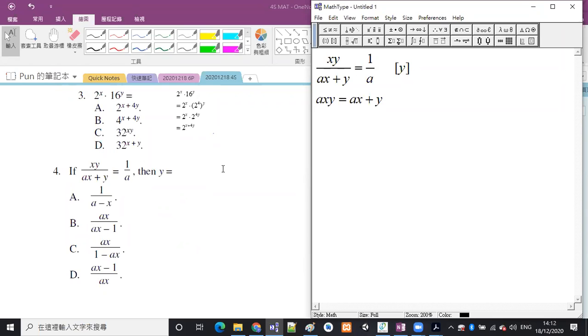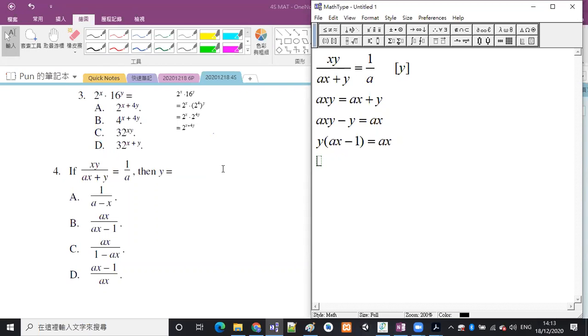And then we will move the subject terms to one side and the non-subject terms to the other side. So this y term and this axy term are the subject terms. And we try our best to avoid negative terms, to keep as few negative terms as possible. So axy minus y is equal to ax. And then we need to take out the subject, so what is remaining is ax minus 1.